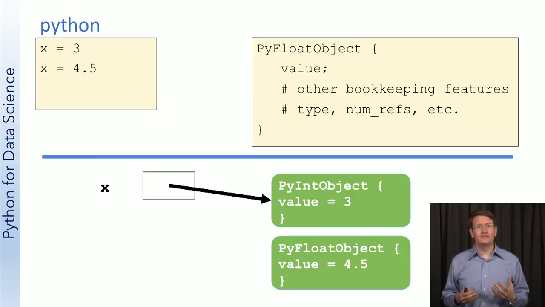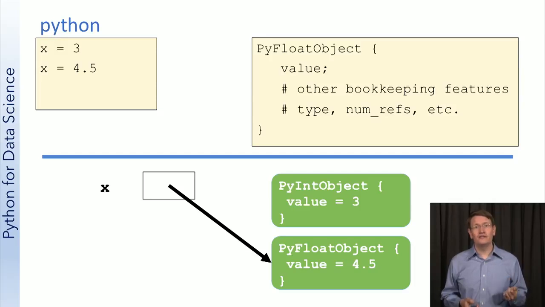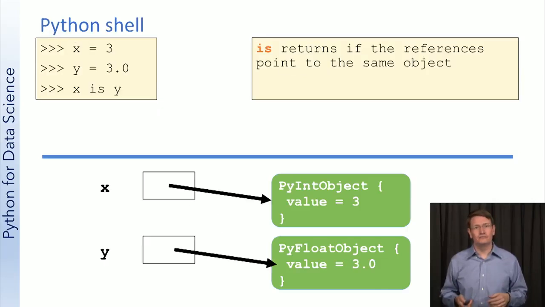So what happens when we now say x equals 4.5? First, a PyFloat object with the value of 4.5 will be created. Then, x will be set to point directly to that new PyFloat object. For those of you familiar with C or C++, no longer having anything point to an object should be a big red flag, because that's lost memory. But in Python, that's taken care of for you. The garbage collector in Python will automatically free the space associated with that first PyInt object because nothing is pointing to it anymore.